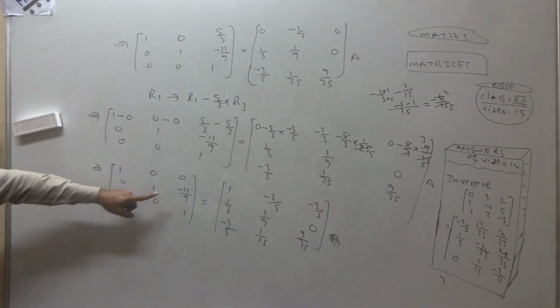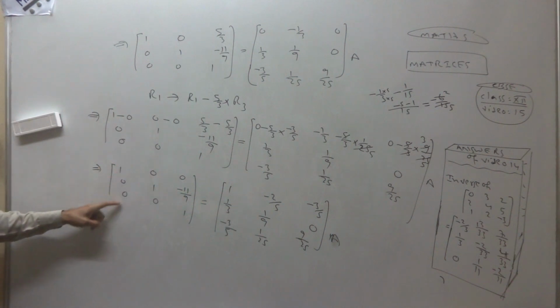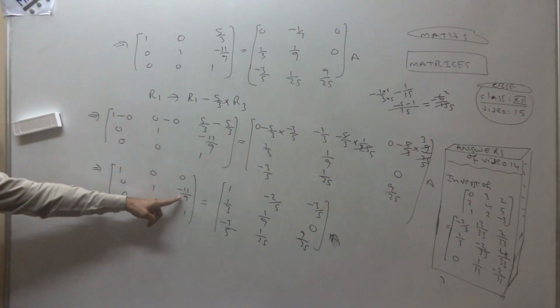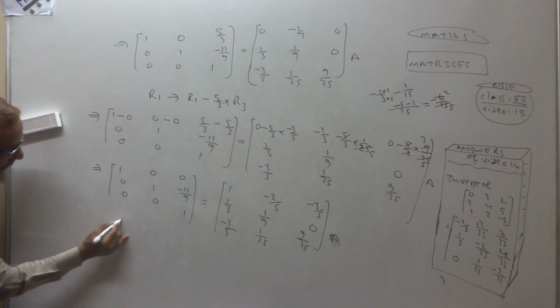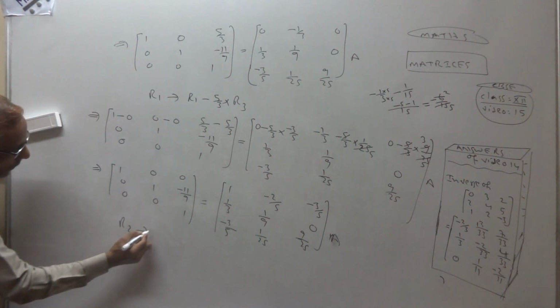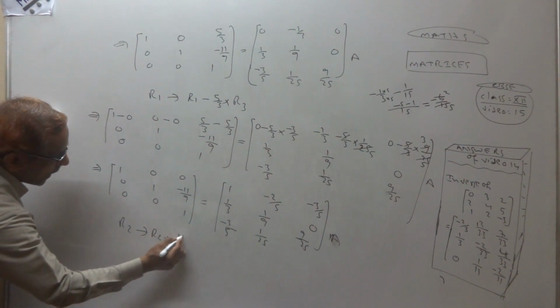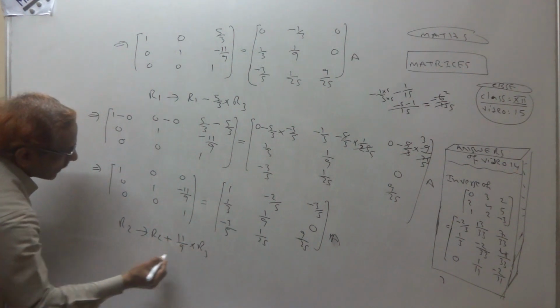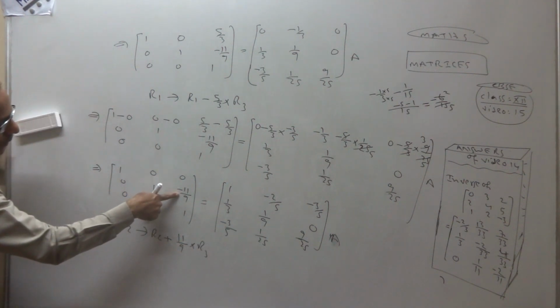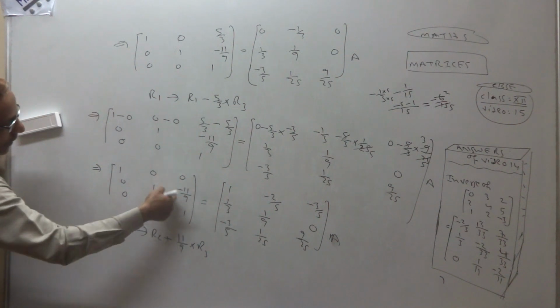What finally we have to get is 0 here. So we get 1 0 0, 0 1 0, 0 0 1. So how do you get 0 here? Last step. R2 gives R2 plus 11 by 9 into R3. See, minus 11 by 9 plus 11 by 9 into 1, it becomes 0.